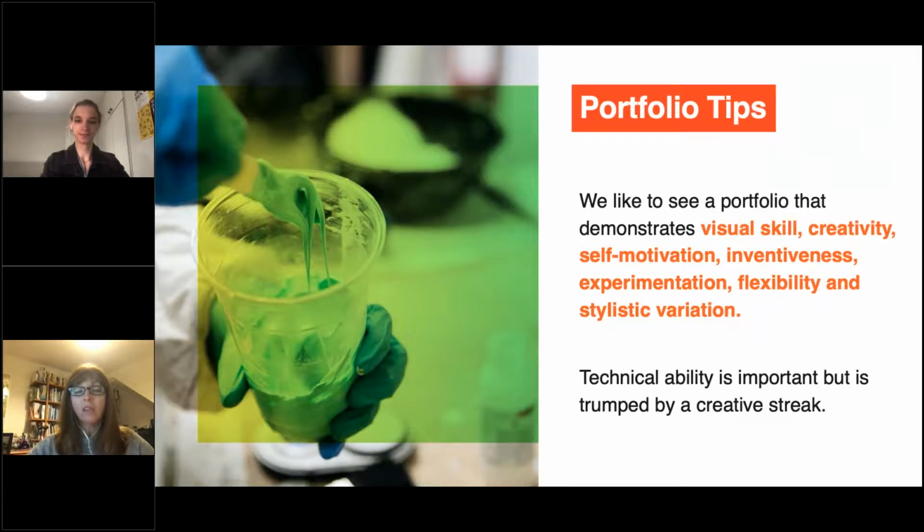And also, don't be afraid to experiment and try out different things. Okay, so again, take risks, don't be afraid of failure. Say you did this drawing but it didn't work. You can annotate your own critique on it and then show how you changed it and so on. So technical ability is important, but it's trumped by the creative streak, and that's something to know. And the same goes for technology: even though we use a lot of technology in this program, we are not looking for a technology portfolio. We're not looking for software skills. That's not what we want to see.